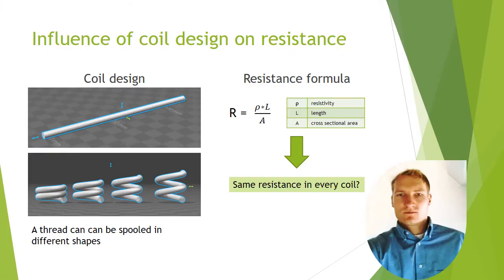My responsibility was to design the coils for our conductivity measurement experiments. From physics we know that a wire has the electrical resistance R, which equals the resistivity factor times the length of the wire divided by its cross-sectional area. And so the question is if there is any influence on the measured resistance if we change the shape of our wire to different coils but keep the wires at same length and same diameter.